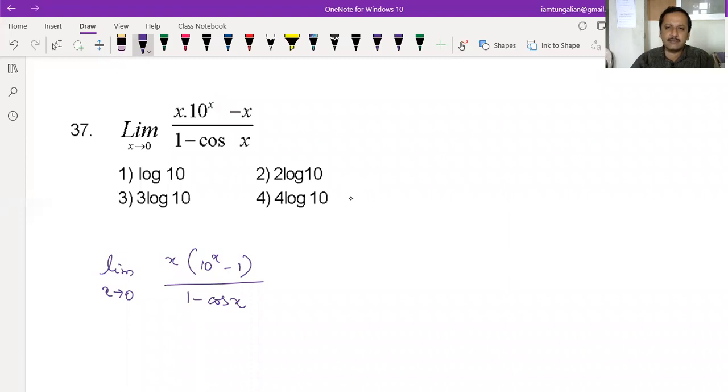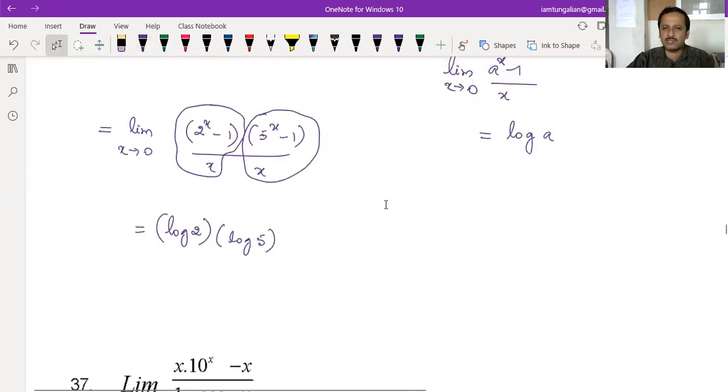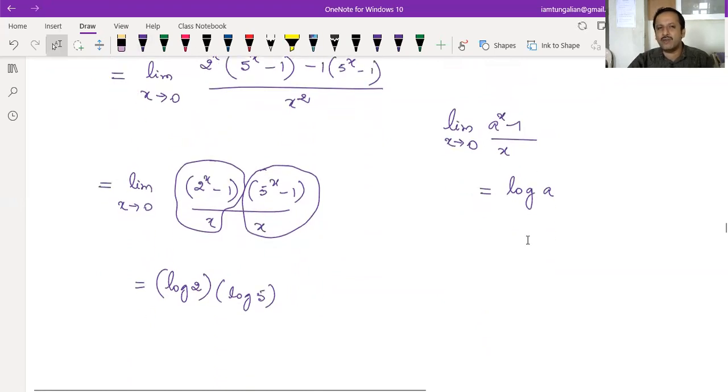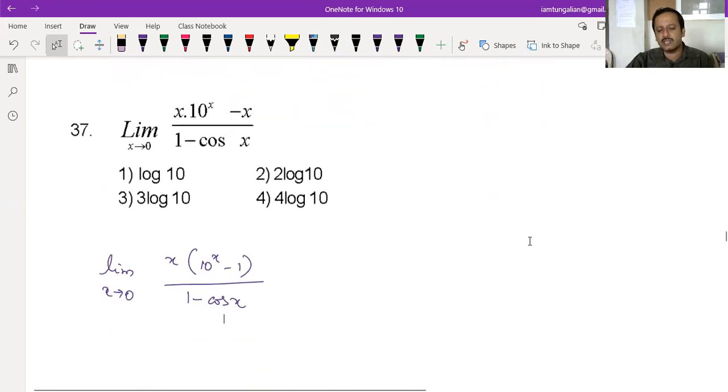Now 10 power x minus 1 is there. So this looks very similar to the previous one. A power x minus 1. When you have a power x minus 1 in the numerator, we would prefer x in the denominator. So here you have 10 power x minus 1 in the numerator, so you should prefer x in the denominator. So I will multiply and divide by x.